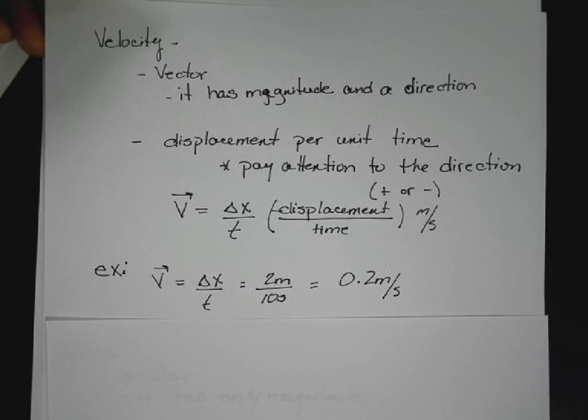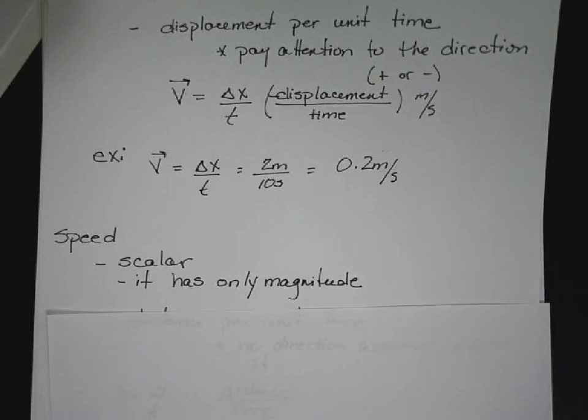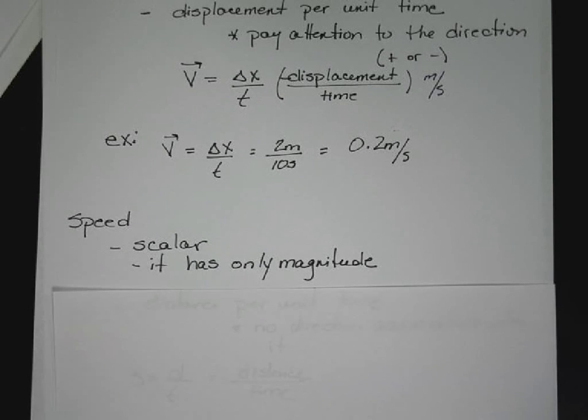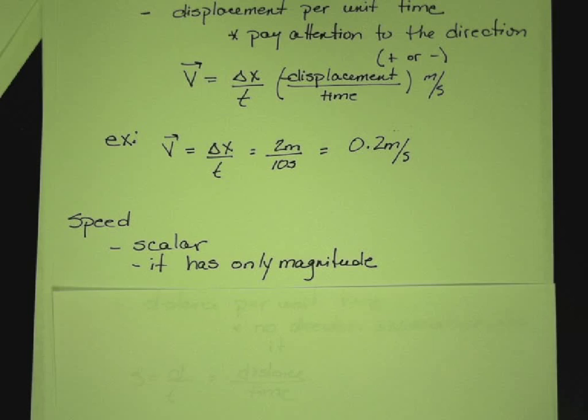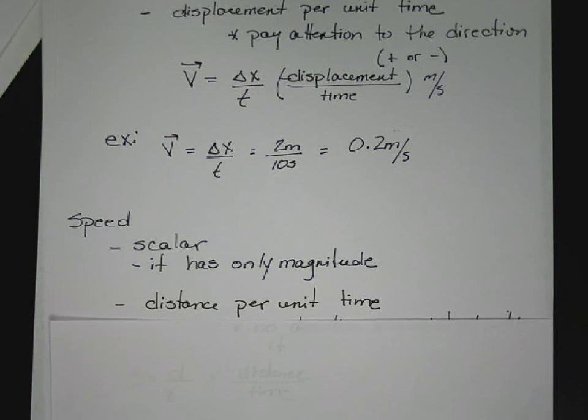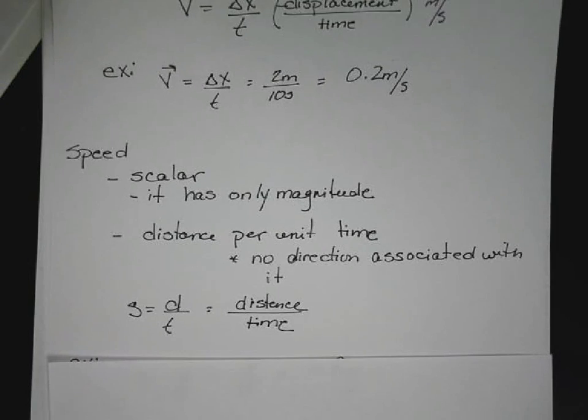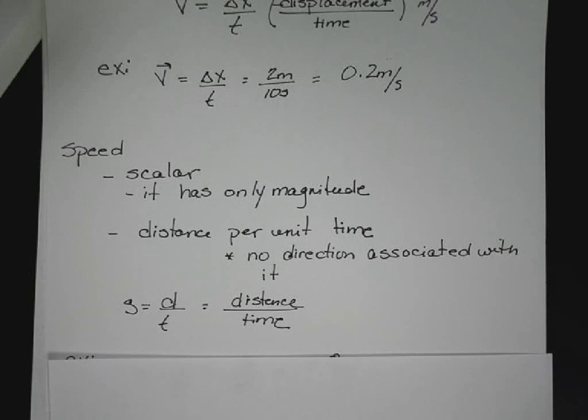Now, let's talk about what speed is. Speed is a scalar, meaning it only has magnitude, it only has a number. It doesn't have a direction associated with it. And it is defined as distance per unit time. And again, it does not have a direction associated with it. And the equation for speed is distance over time.